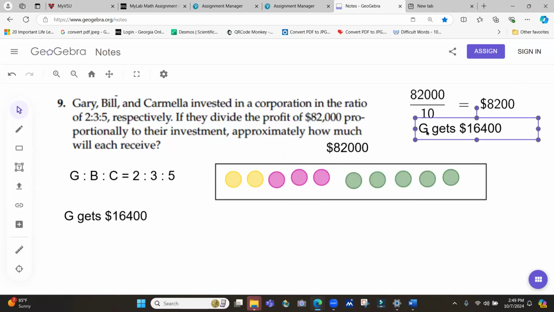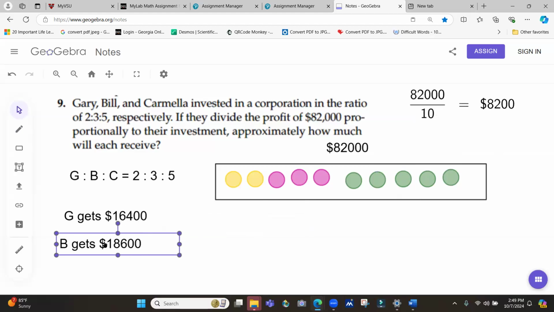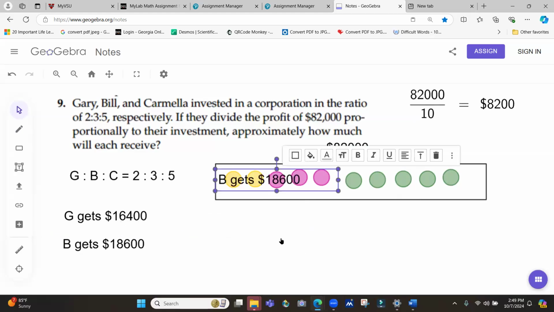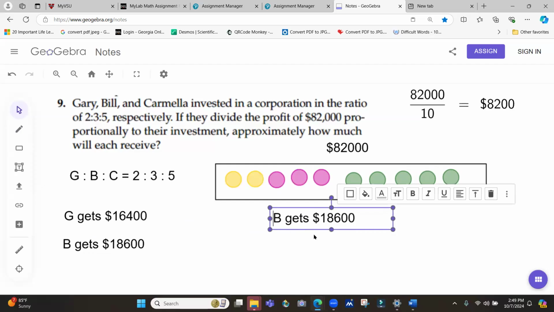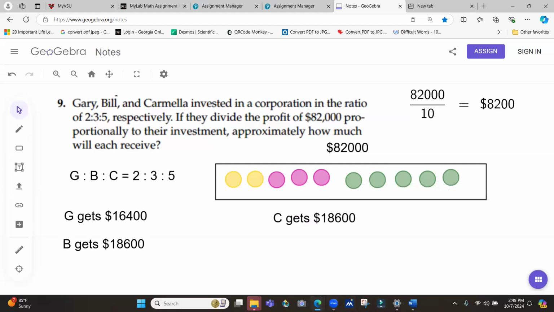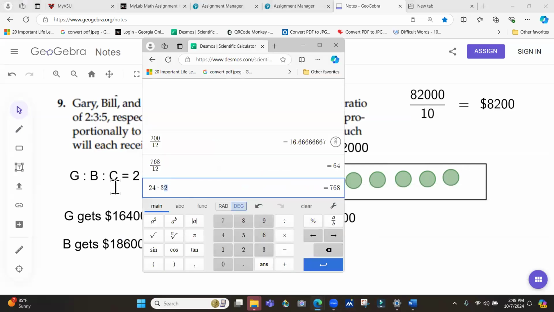Bill gets 8,200 times 3. Your calculator will tell you something like this. 8,200 times 3 is 24,600. That's what Bill gets. And Carmela gets 8,200 times 5. I can do it in my head, I'm just going to use my calculator. 41,000.